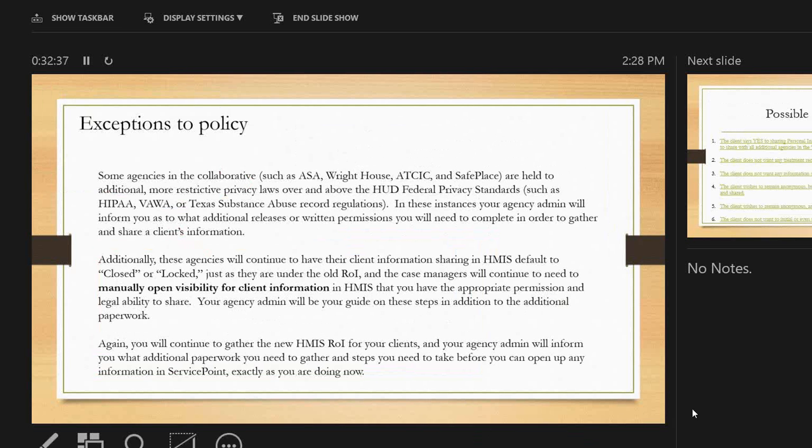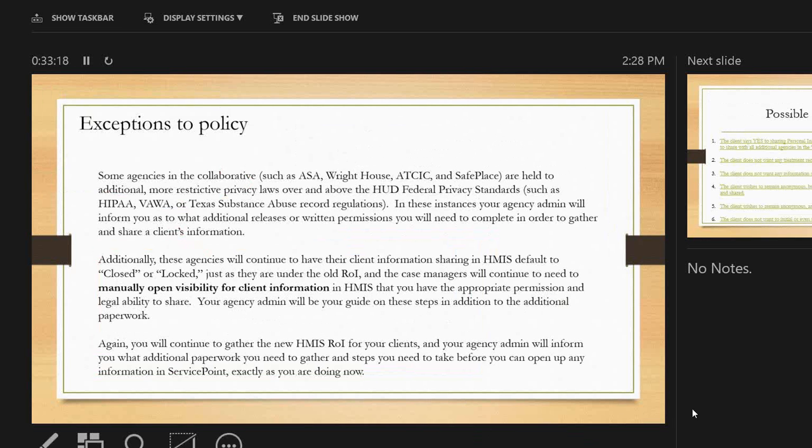Okay. And then one more very important note. Like we said in one of those bullets on the second page, some of the agencies in the collaborative, such as ASA, Right House, ATCIC, and SafePlace, are held to additional, more restrictive privacy laws over and above the HUD federal privacy standards. Some of those laws include HIPAA, VAWA, or Texas Substance Abuse Record Regulations. So if that is one of your agencies, or if you are another agency that's held by a different law, in these instances, your agency admin will inform you whatever additional releases or written permissions you will need from the clients in order to gather and share their information according to their wishes within the system.